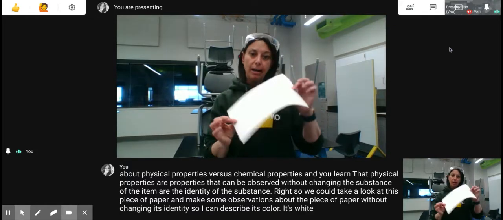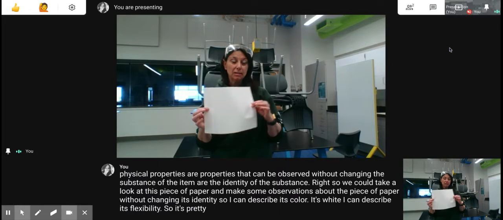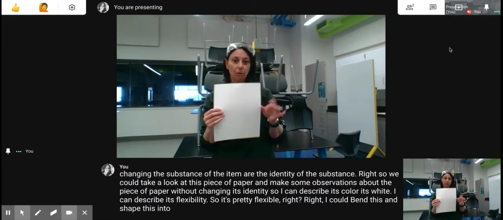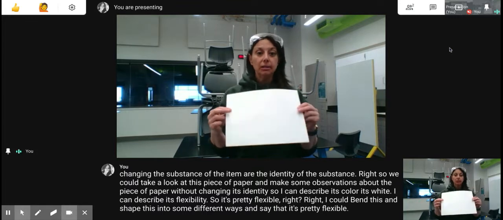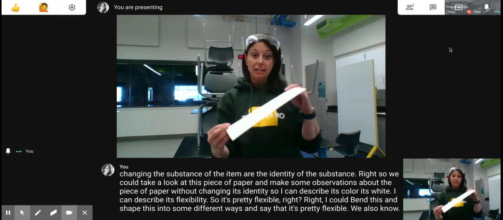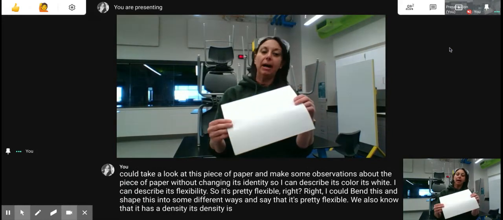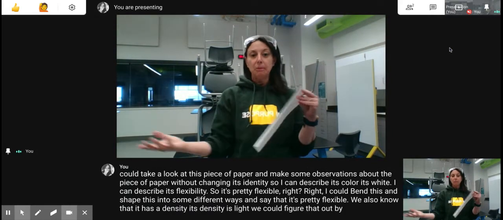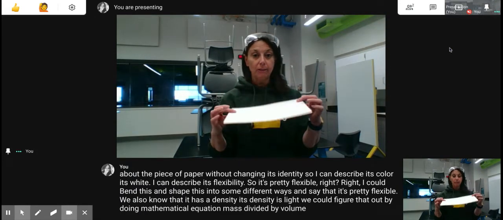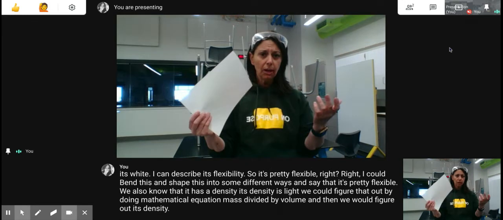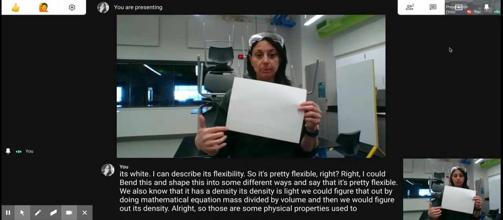I can describe its flexibility. So it's pretty flexible, right? I could bend this and shape this into some different ways, and say that it's pretty flexible. We also know that it has a density. Its density is light. We could figure that out by doing a mathematical equation, mass divided by volume, and then we would figure out its density. All right, so those are some physical properties used to describe this piece of paper.